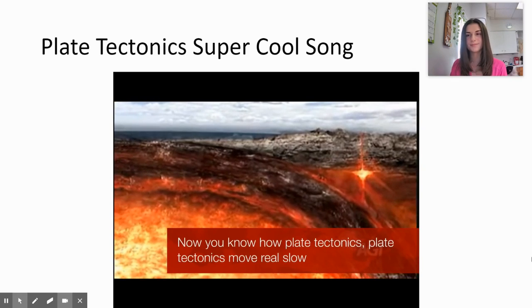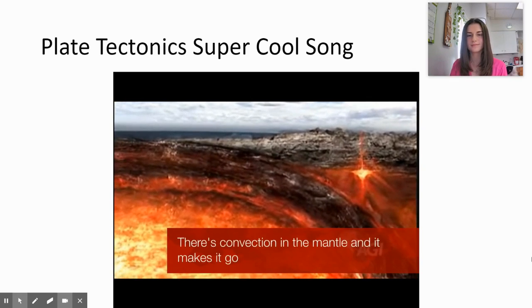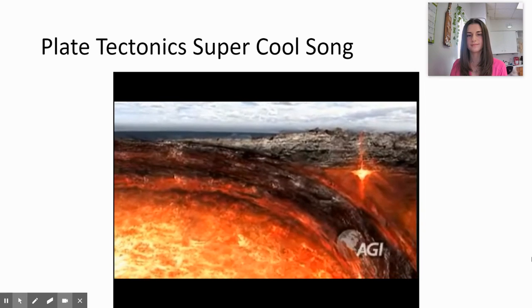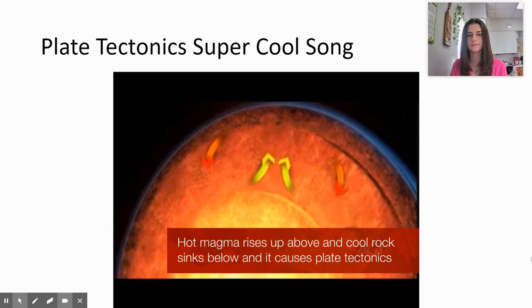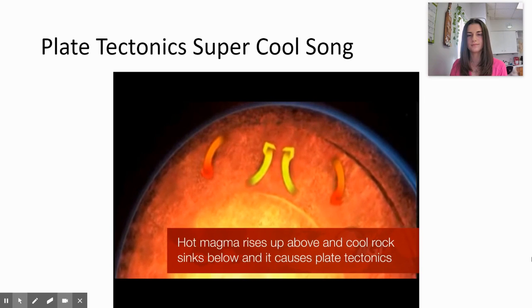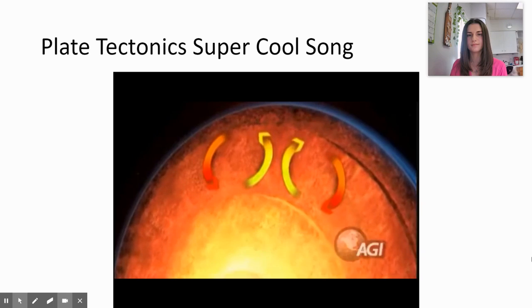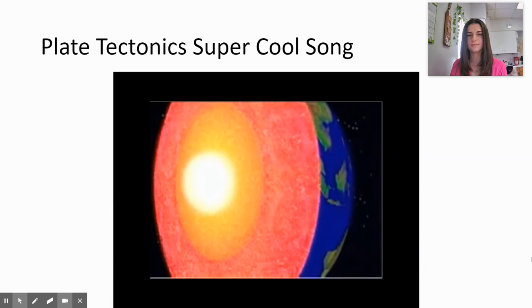Now you know how plate tectonics move real slow. There's convection in the mantle and it makes it go. Hot magma rises up above and cool rock sinks below, and it causes plate tectonics. Now you know.